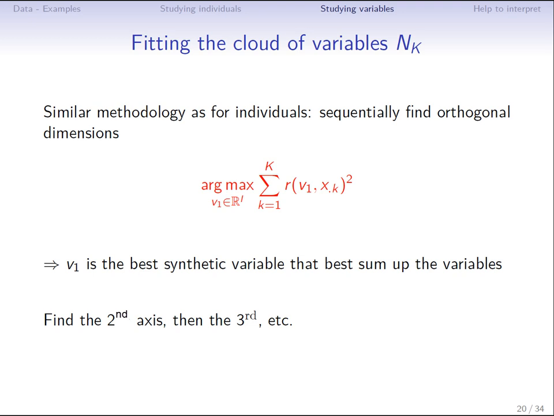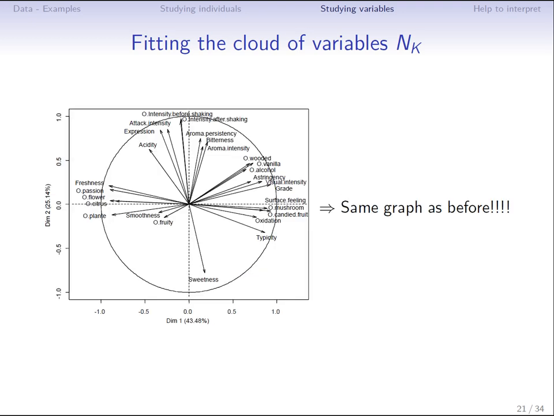So the variable V1 is a synthetic variable that best summarizes all variables, as it is closely related to the set of variables. Once we have the first dimension, we will find a second dimension orthogonal to the first one, which is the most linked to the variables. This second dimension synthesizes the rest of the information which has not yet been synthesized by the first axis. Once I have found the second axis, I can find sequentially a third dimension and so on. And thus, fitting the cloud of points on our data set, we find the same representation as before.